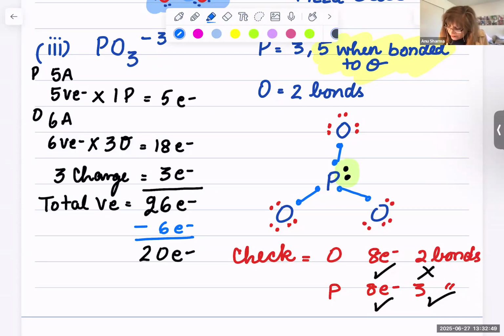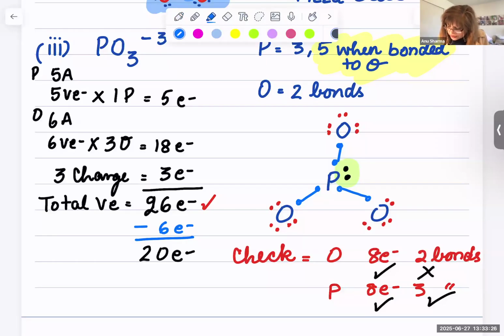Remember, all the 26 electrons have been used. 1, 2, 3, 4, 5, 6 on each oxygen, 18, and 19, 20 on phosphorus, and then the remaining 20, 21, 22, 23, 24, 25, 26 are the single bonds. So all 26 have been used. We checked that the phosphorus octet is met. Phosphorus is making 3 bonds. Phosphorus is capable of making 3 bonds. Oxygen is unable to make 2 bonds, but oxygen's octet is met.